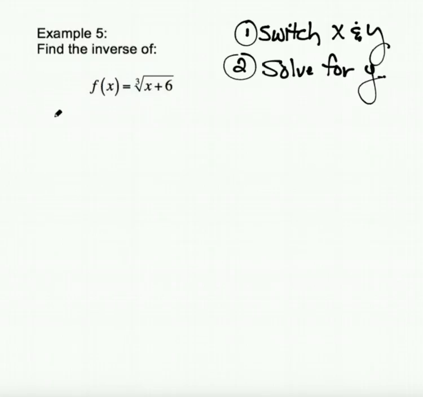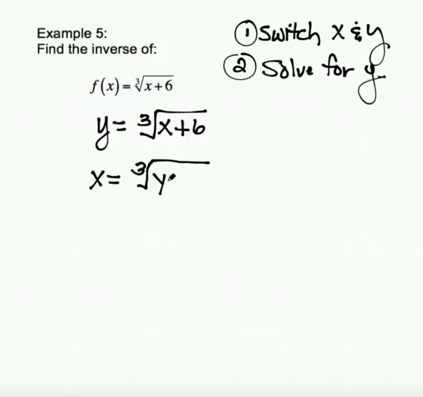Okay, so I'm going to replace this f of x with y. So it's going to be y equals the cube root of x plus 6. All right, I'm going to switch my x and y. So that's going to give me x equals the cube root of y plus 6. So that's step 1. Step 2 is to go ahead and solve for y.